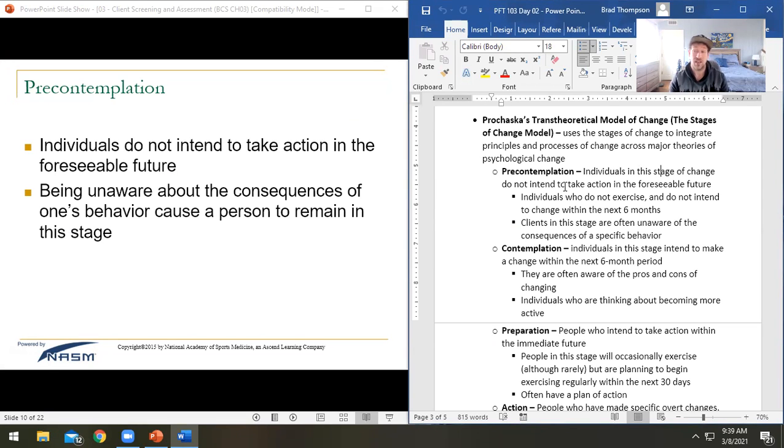That's pre-contemplation. Now I'm not saying that you couldn't absolutely convince me someday. You probably could, with the right tools and the right behavior change strategies, I think you can convince anybody of anything. But as of right now, I'm not thinking about it. So that's pre-contemplation, right? Individuals who have no intention. These are individuals who do not exercise, and they also don't intend to start exercising anytime within the next 6 months, right? Generally, the reason people are in pre-contemplation is because they are often unaware of the consequences of their current behaviors.